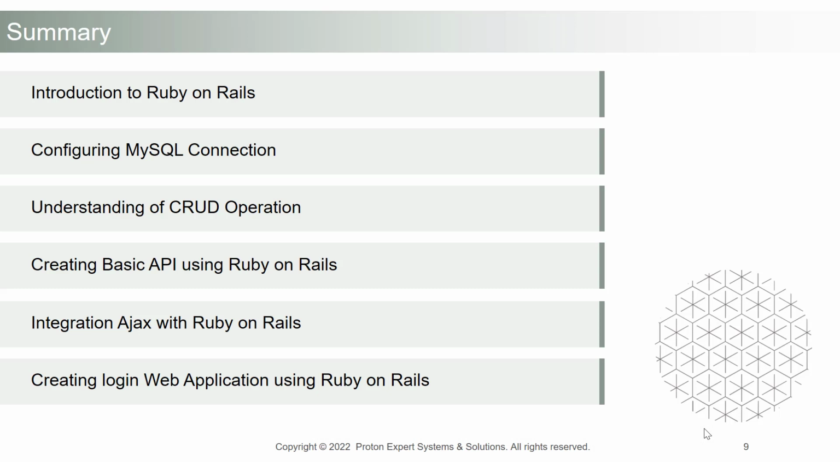Let me quickly summarize again the lessons that you are going to learn in this course. Firstly, the introduction to Ruby on Rails, configuring MySQL connection, understanding of CRUD operation, creating basic API using Ruby on Rails, integration of Ajax with Ruby on Rails, and creating login web application using Ruby on Rails.